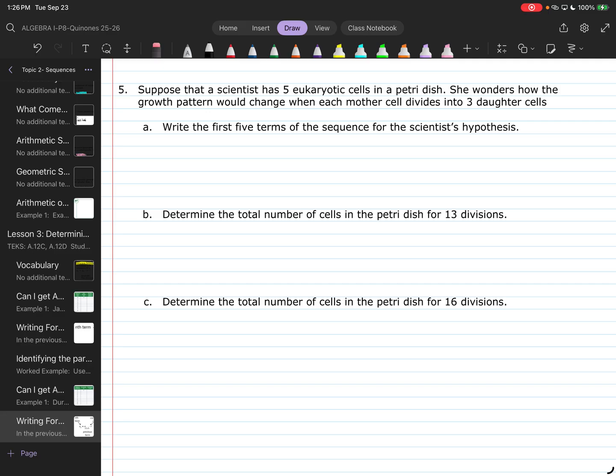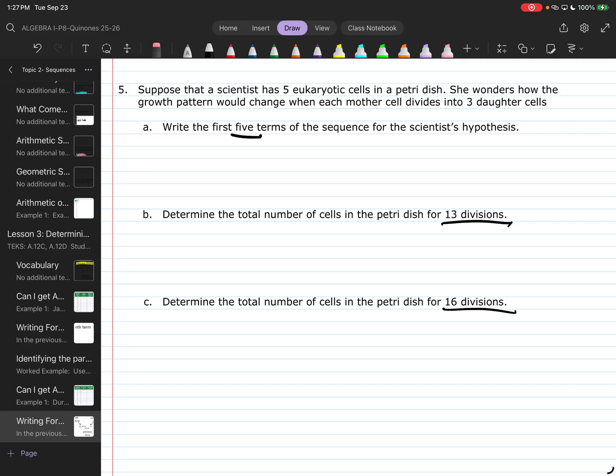All right, let's scrap it and let's have this scenario. Let's suppose that the scientist starts with 5 cells in a petri dish. She wonders how the growth pattern would change if each mother cell divides into 3 daughter cells. So here's my task to you. I want you and your groups to write the first 5 terms of the sequence, then calculate 13 divisions, and then 16 divisions. Let's just start by figuring out what we know.